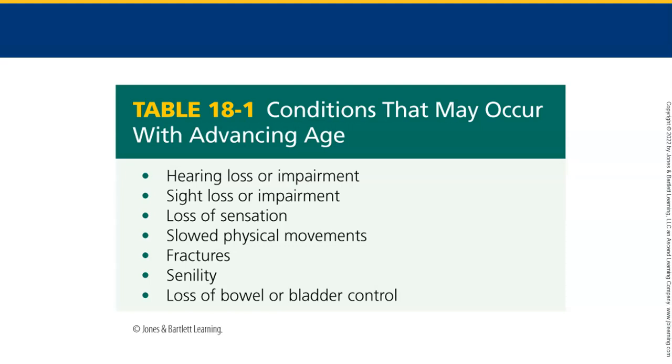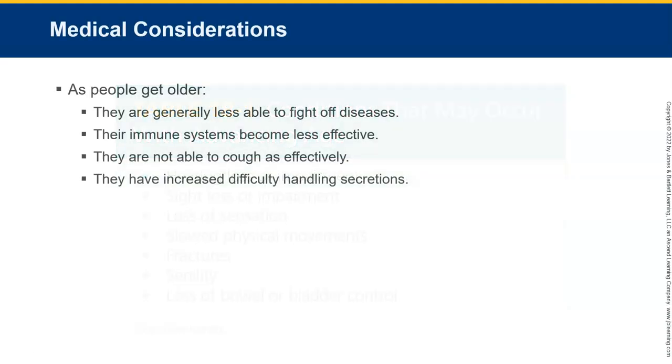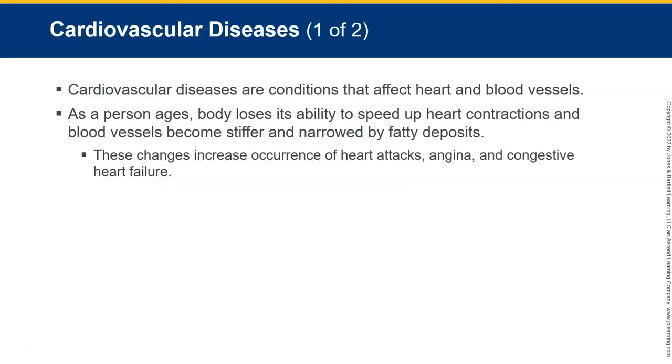Some conditions that may occur with advancing age, lots of things on here. We've kind of talked about a few of them. As people get older, they're generally less able to fight off diseases. The immune system becomes less effective, and they're not able to cough as effectively. So a lot of times stuff gets stuck in their lungs, and that can certainly cause more problems, and even develop other chronic infections. And they have increased difficulty handling secretions. So we're talking about these medical considerations, lots and lots of reasons of how infections get started.